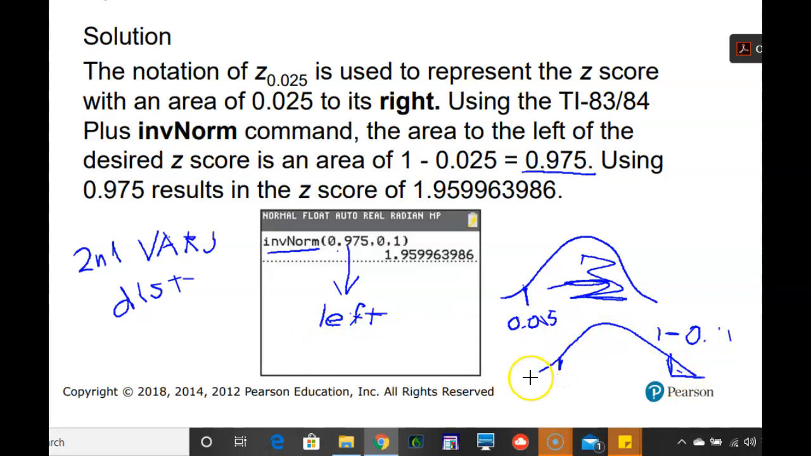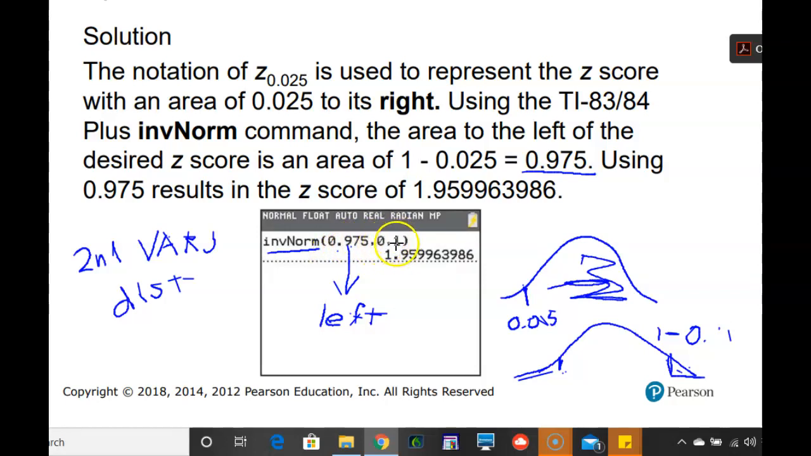So if from here to here is 0.025 and you want the area above that, remember the total area would be 1. You're really way out here. So 1 minus 0.025, the area to the left of that, will be the same as the area to the right of this. So that's what you put in there. If you want the area to the right, you have to do 1 minus that and put that number. And then again, this is the mean and the standard deviation.